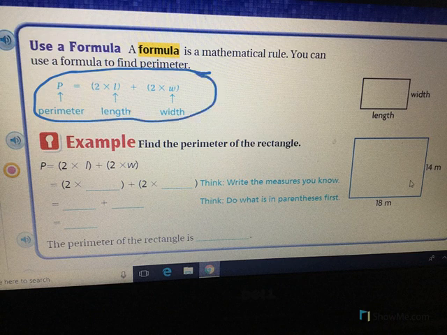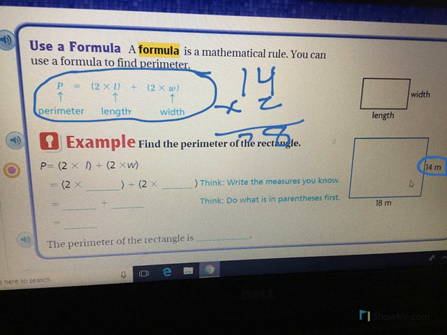So if I look at this box here, it is telling me I can do the length times 2. So here's our length. Our length is 14, I guess. So if I do 14 times 2, I got 4 times 2 is 8. 1 times 2 is 2, so I got 28 just right there. Or I could have done 14 plus 14. Now the width is 18 here, so 18 times 2.